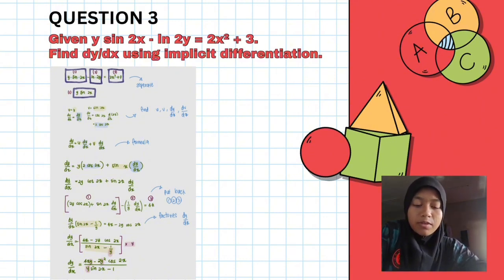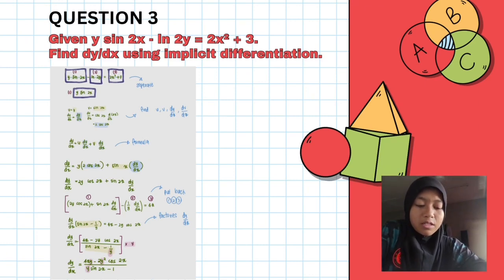Now, substitute everything back into the equation. 2y cos 2x plus sin 2x dy/dx minus 1 over y dy/dx equals 4x. Next, collect all terms containing dy/dx on one side. dy/dx times (sin 2x minus 1 over y) equals 4x minus 2y cos 2x. Finally, divide both sides. dy/dx equals (4x minus 2y cos 2x) over (sin 2x minus 1 over y).